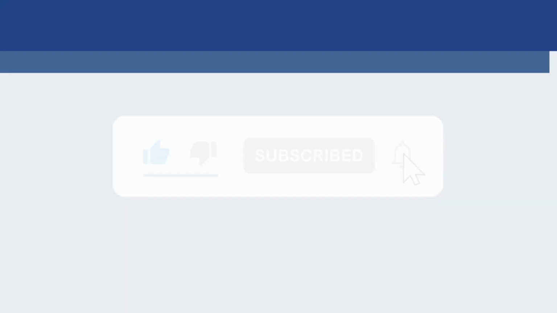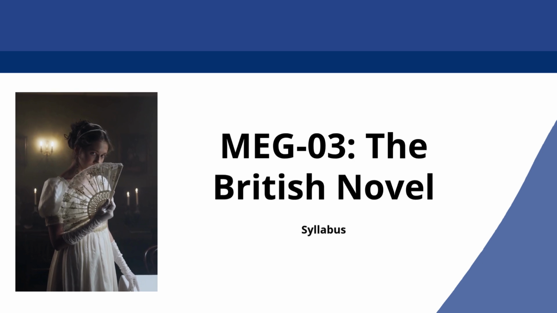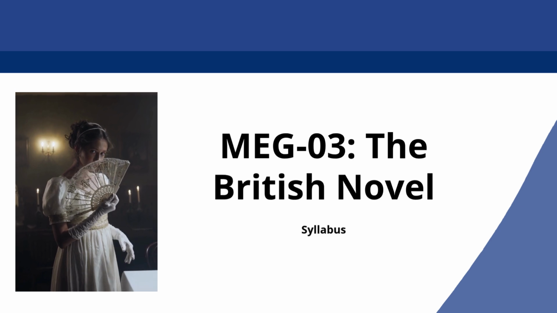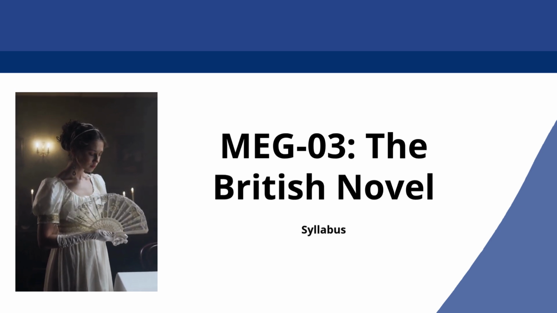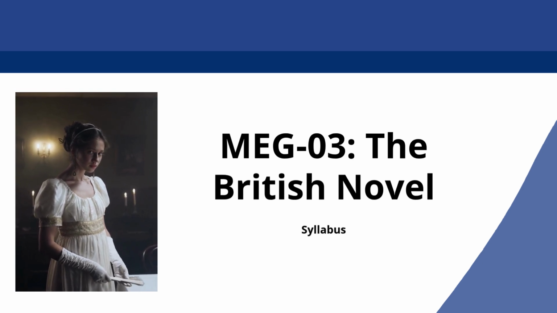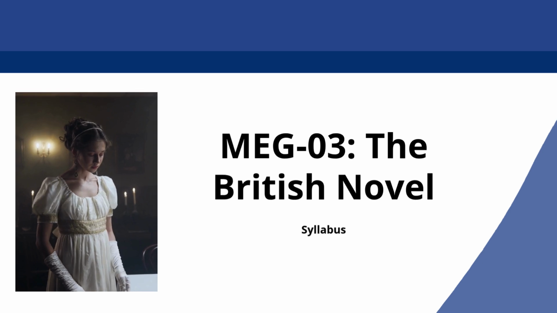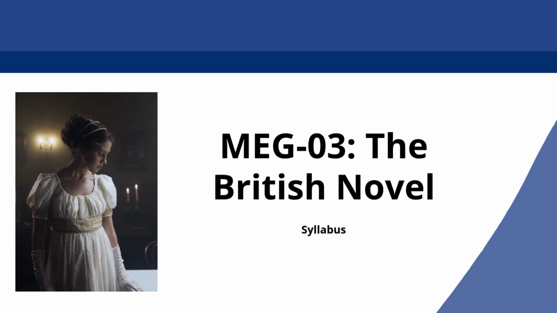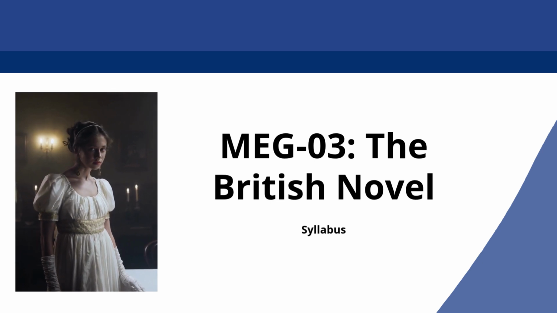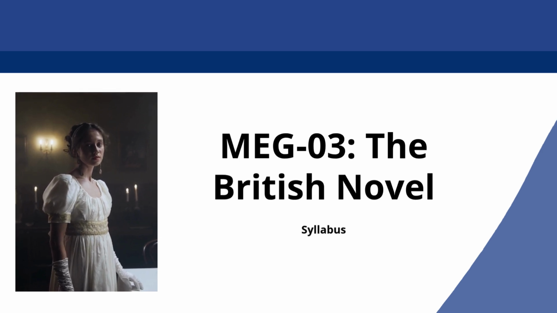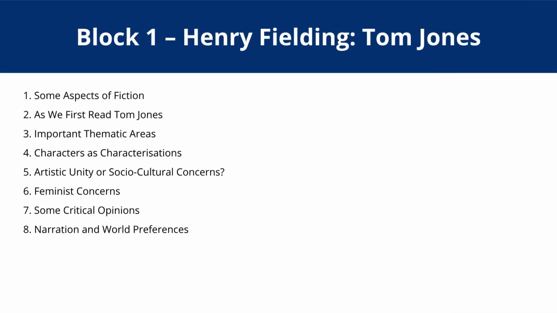In today's video, we are going to explore the complete syllabus of MEG 3, the British novel, one of the core courses in IGNOU's MA English program. This paper offers you a panoramic view of the British novel from the 18th century beginnings to 20th century postmodernism. Each block focuses on a major author and text, exploring themes, narrative techniques, characters, and critical perspectives. Let's begin our literary journey with Block 1.